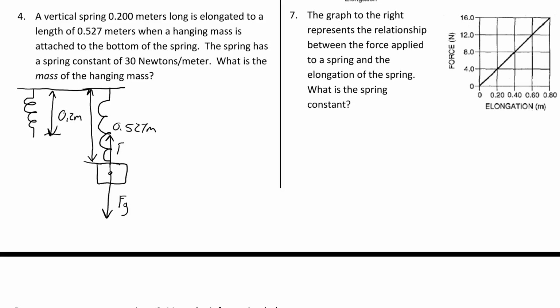Before we get there though, what the heck is x? I just told you it's not one of those two numbers. If you guessed one of them, doesn't matter. They're both wrong. Okay, so what is x? X is the distance that the spring is stretched or compressed. We stretched it this far, this is x. So we have 0.527 minus 0.2 gives you the remainder, which is x. That's how you have to find x in that situation.